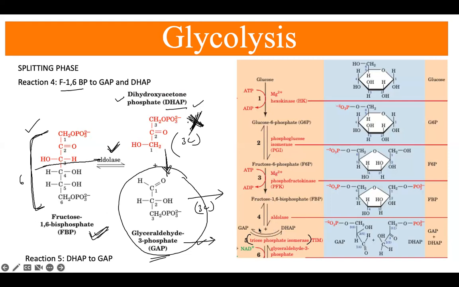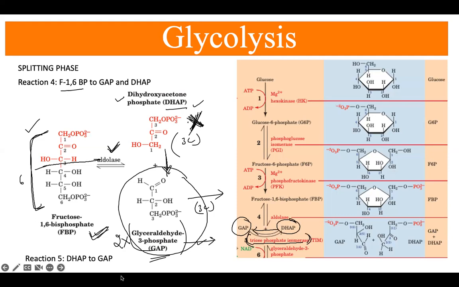Now, how is this happening? This is happening in the fifth reaction, which is the interconversion of this dihydroxyacetone phosphate into glyceraldehyde 3-phosphate. And this is acted upon by triose phosphate isomerase. This triose phosphate isomerase is basically going to perform isomerization where DHAP will be converted into its isomeric form, that is glyceraldehyde 3-phosphate. So after the fifth reaction, we are now left with two molecules of glyceraldehyde 3-phosphate.